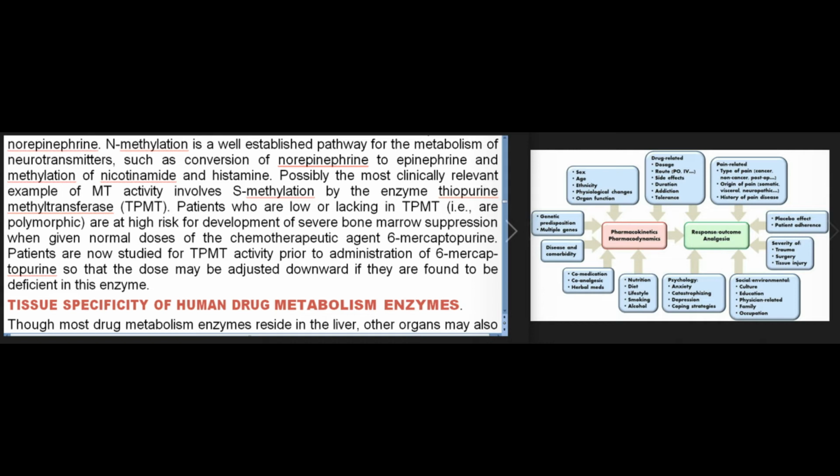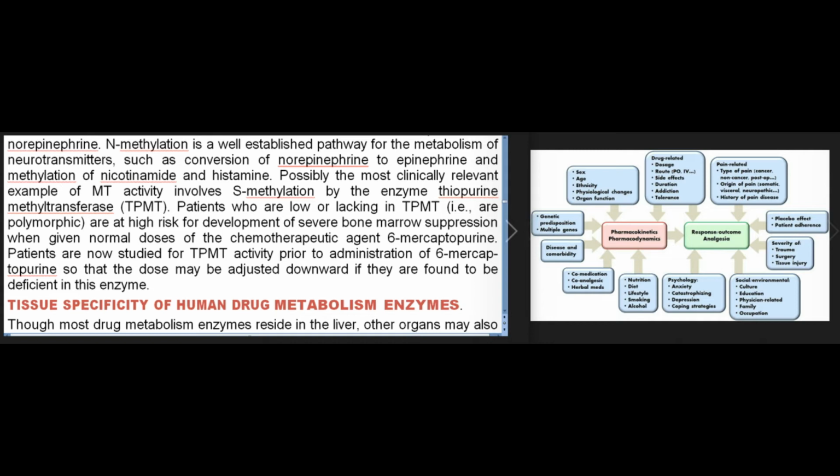Patients who are low or lacking in TPMT, i.e., are polymorphic, are at high risk for development of severe bone marrow suppression when given normal doses of the chemotherapeutic agent 6-mercaptopurine. Patients are now studied for TPMT activity prior to administration of 6-mercaptopurine so that the dose may be adjusted downward if they are found to be deficient in this enzyme.